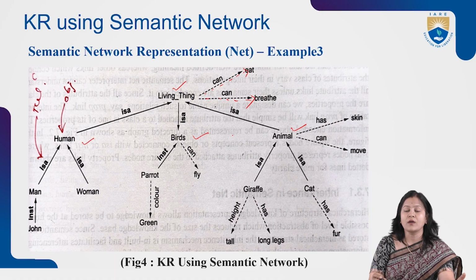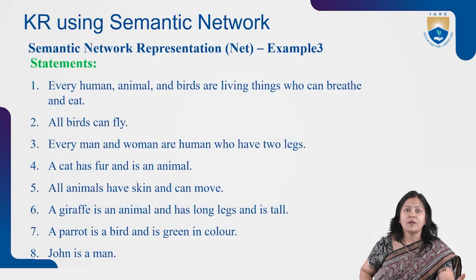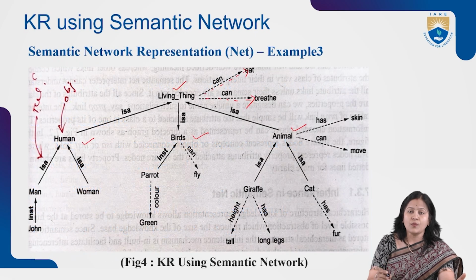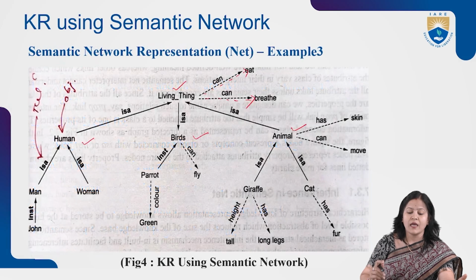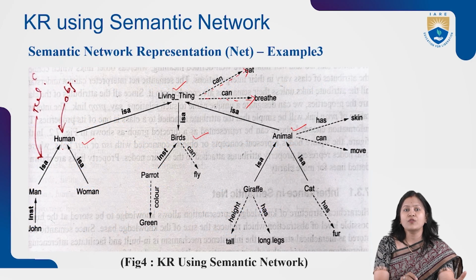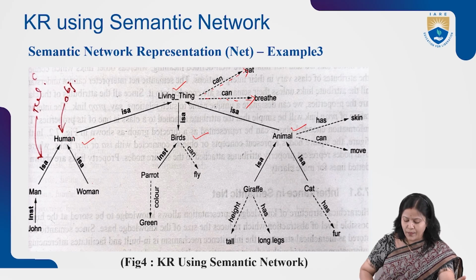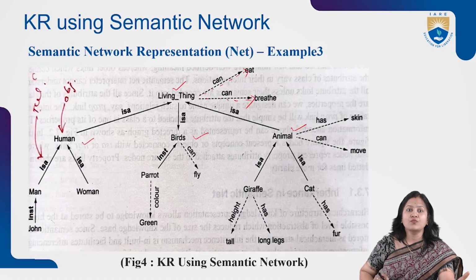Now in the second statement, it is given all birds can fly. Come to bird. Bird can fly. Again, fly is the property, so the arrow mark is from bird to fly. The third statement is every man and woman are human who have two legs. Every man and woman means both man and woman come under human, right? So man is a human, woman is also a human. Every man and woman have two legs.